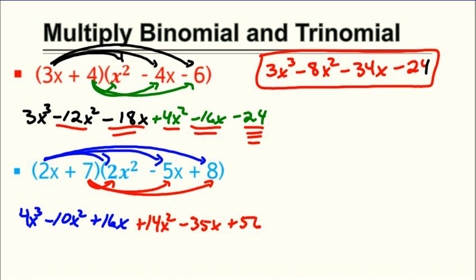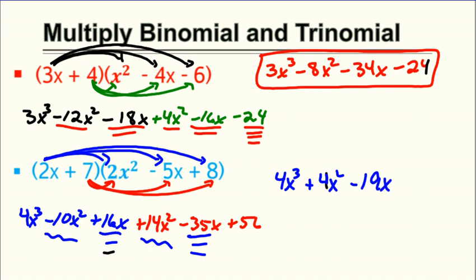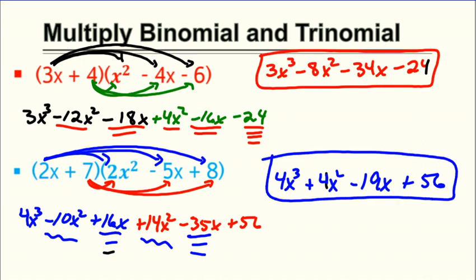So combining like terms, I just have my x cubed, so that's 4x cubed. I have an x squared here and an x squared here, so negative 10 plus 14 is a positive 4x squared. And then I have positive 16x and a minus 35x. That would give us a negative 19x. And then you have the plus 56. So this would be our answer for that problem.